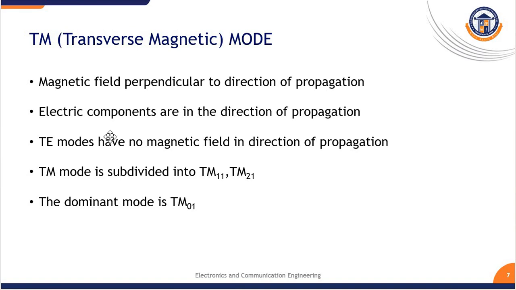Transverse magnetic mode: the magnetic field is perpendicular to the direction of propagation. Electric components are in the direction of propagation. TM modes have no magnetic field in the direction of propagation. TM modes are subdivided into TM11, TM21. The dominant mode is TM01.